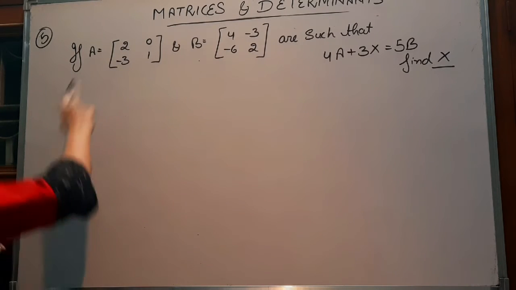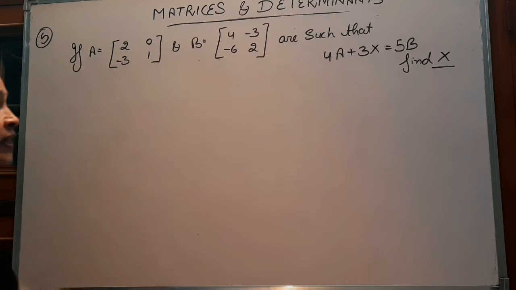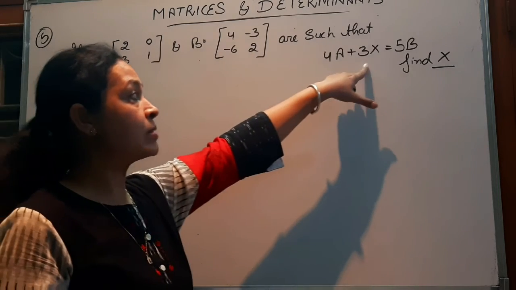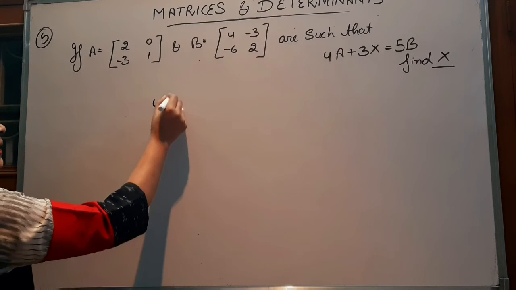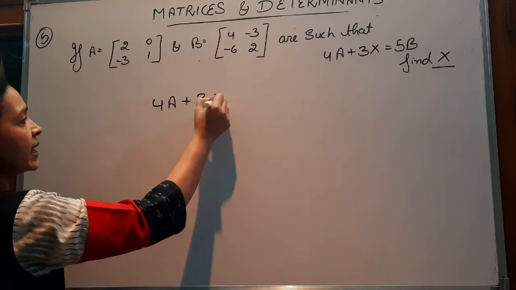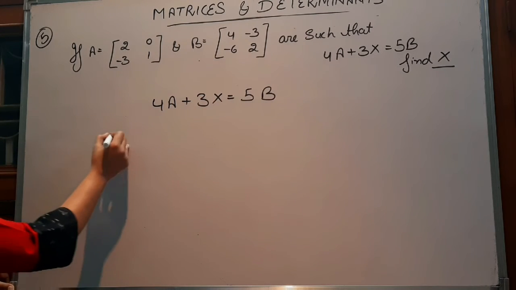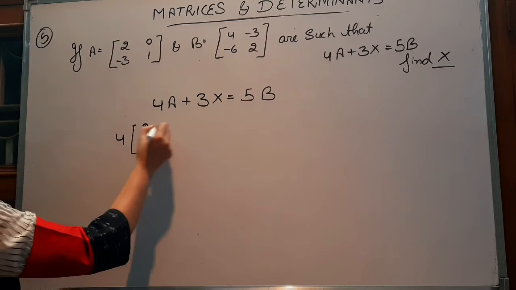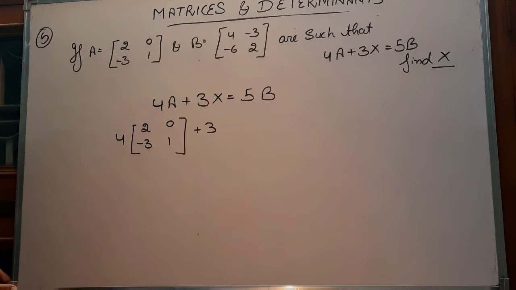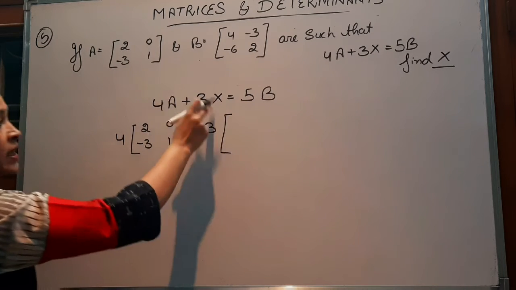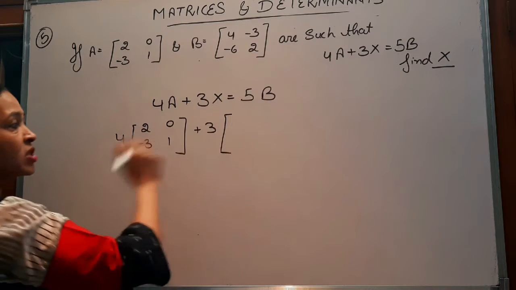Next one is, if A equals a matrix of order 2 by 2 and a matrix B is given such that 4A plus 3X equals 5B. We have to find the matrix X. 4A plus 3 times matrix X equals 5B. What is 4A? 4 into matrix A, 2, 0, minus 3 and 1, plus 3 times matrix X. We are adding these two matrices, it means their order must be same.